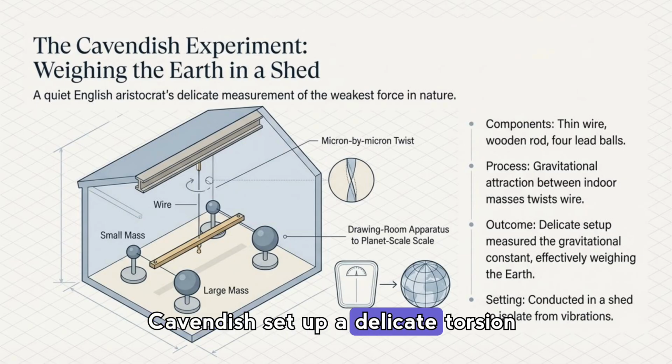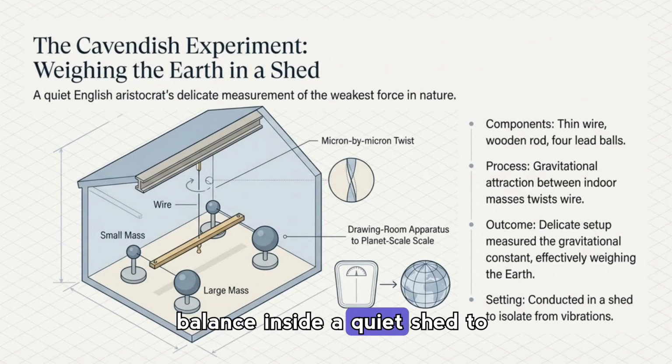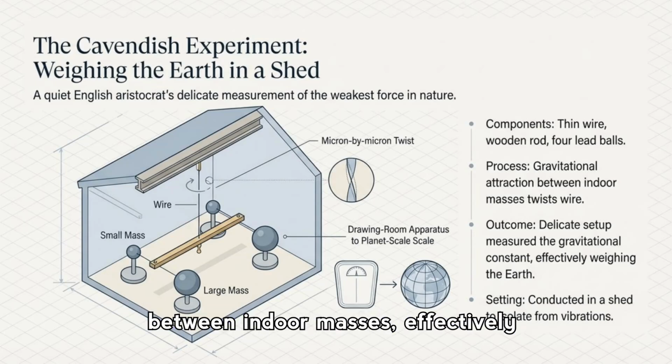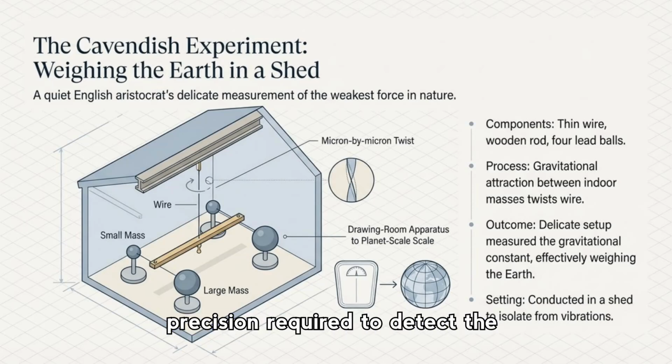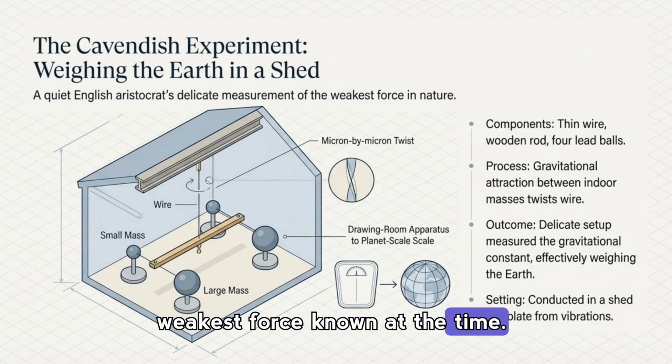Cavendish set up a delicate torsion balance inside a quiet shed to measure the tiniest attraction between indoor masses, effectively weighing the Earth for the first time. The diagram highlights thin wire twists and lead spheres, and underscores the patience and precision required to detect the weakest force known at the time.